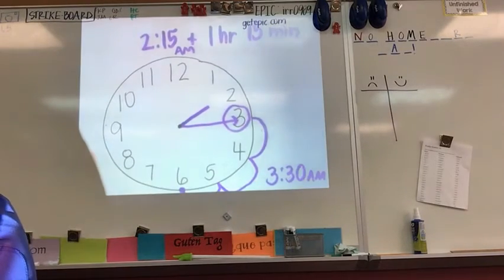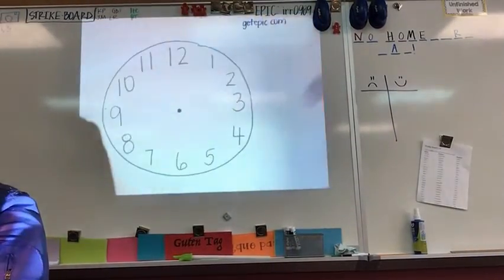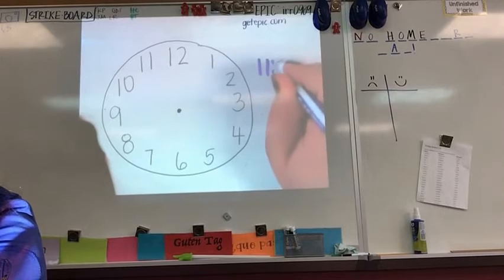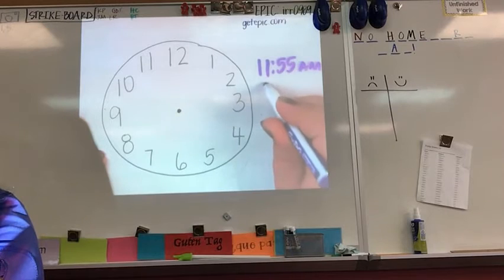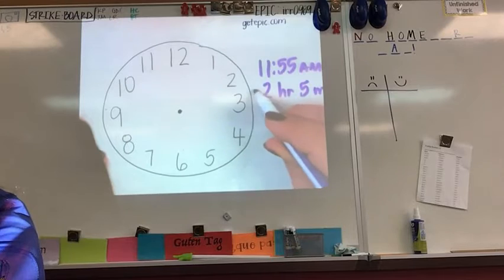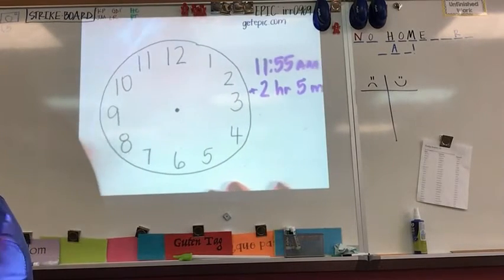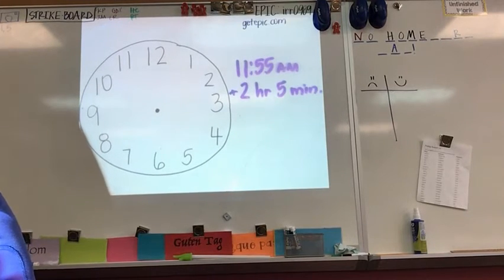Go ahead and try this next one on your own. We are going to start with 11:55 a.m. You're going to add 2 hours and 5 minutes to that. Be really careful with this one because you're going to notice that you would cross the 12. So what I would like you girls to do is go ahead and pause your screen so that you can work this one out on your own, on your clocks at home. And then when you're ready to check your answer, press play again.